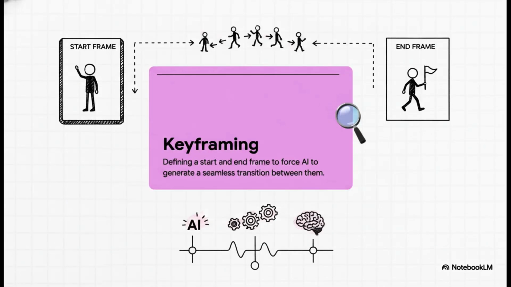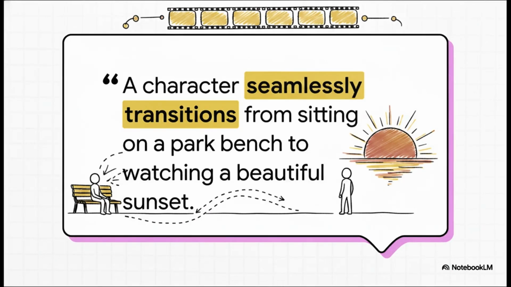Now, another massive technique you absolutely need in your toolkit is keyframing. This is a technique you'll find in tools like Luma Labs' Dream Machine. Basically, you define a starting frame and an ending frame, which forces the AI to generate the seamless transition right between them. Keyframing is absolutely essential to grasp because it literally gives you total control over the narrative flow of a single shot. So instead of using jarring cuts, you can use keyframing to tell a whole micro-story within a single prompt. Imagine a character seamlessly transitioning from sitting on a park bench to turning and watching a beautiful sunset. You are literally directing the smooth evolution of the scene right from point A to point B.